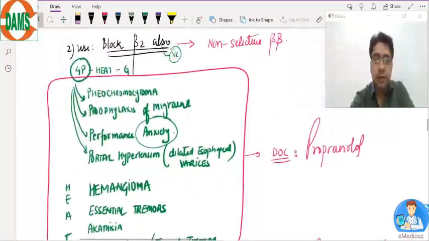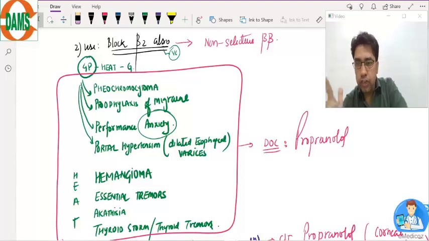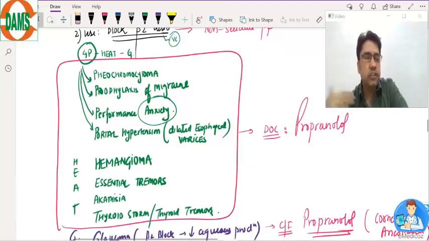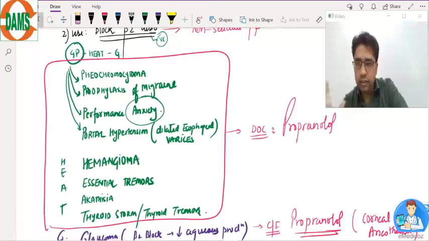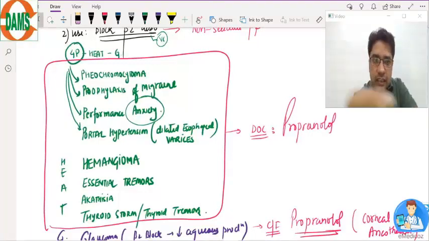Uses of beta blockers depend upon when you want to block beta 2. 4P, heat G: pheochromocytoma, prophylaxis of migraine, performance anxiety, and portal hypertension. I will tell you what portal hypertension is later on, in the endocrine chapter. Every hemangioma, this question has been asked. Last year this question came.